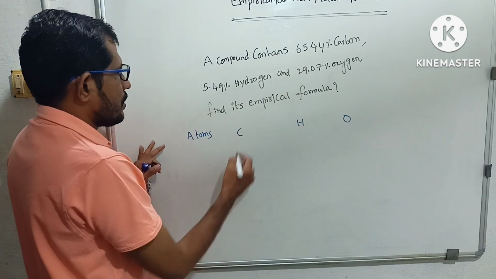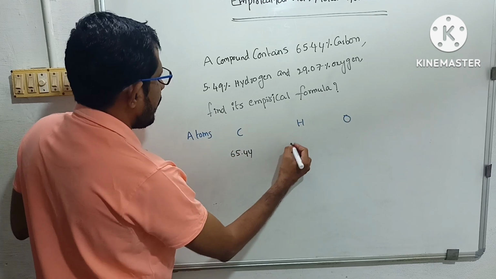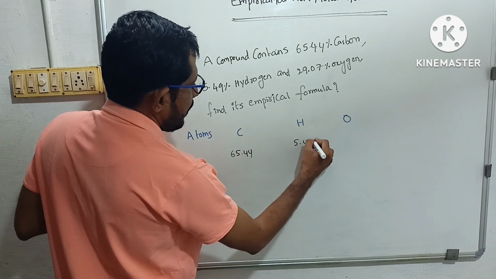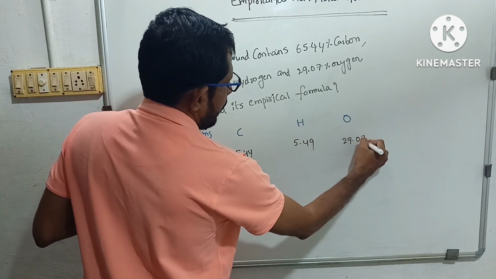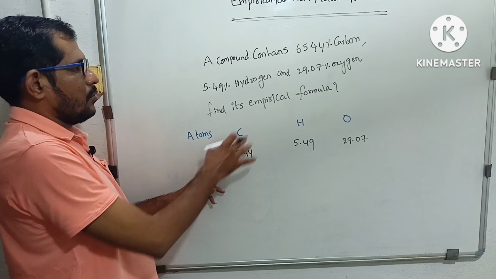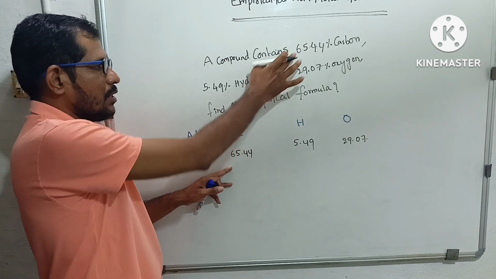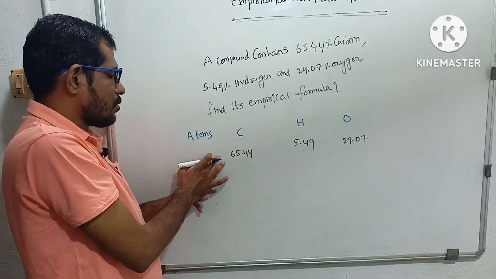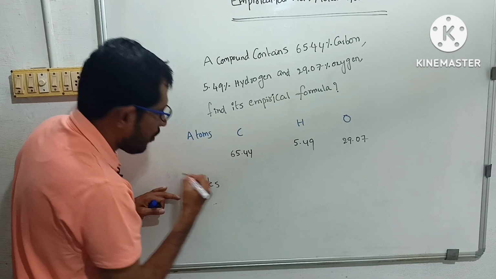So first carbon, how much is given? 65.44. For hydrogen he has given 5.49. For oxygen he has given 29.07. So the percentage we can directly take as mass. Next we need to convert this into the moles.